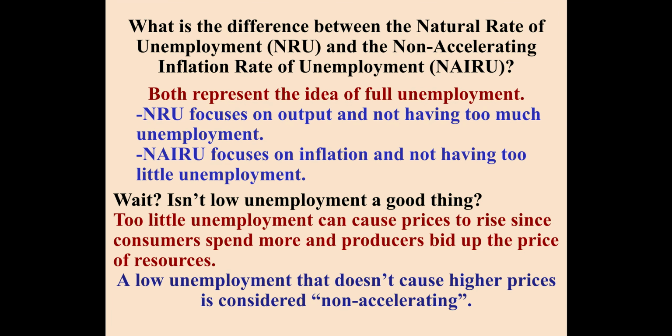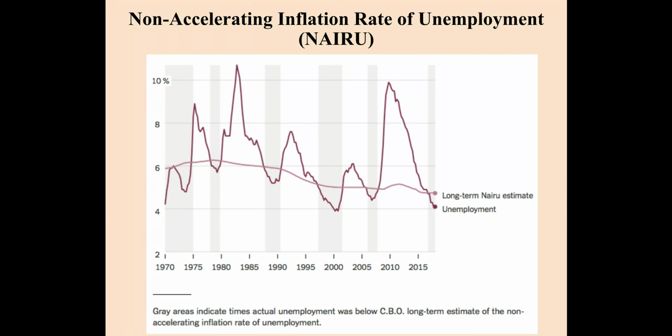But what's the difference between the NRU and the NAIRU, the natural rate of unemployment and the non-accelerating inflation rate of unemployment? Both represent the idea of full unemployment. The NRU focuses on output and not having too much, but the NAIRU focuses on inflation and not having too little unemployment. So, isn't low unemployment a good thing? Well, too little unemployment can cause prices to rise since consumers can spend more money. So, producers bid up the price of these resources. A low unemployment that doesn't cause higher prices is considered non accelerating.